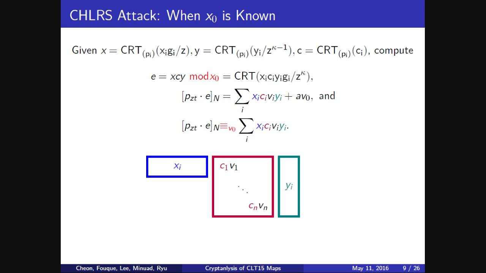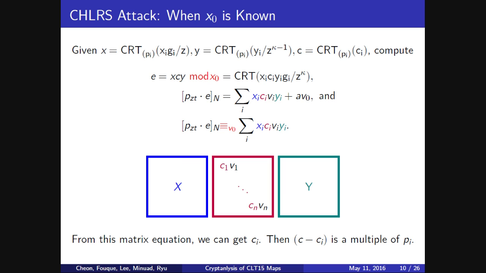Remark that the v_i are independent of the encodings. So by varying x and y, we can obtain the matrix equation as follows, and it includes a diagonal matrix which is related to the encoding c. Therefore, by an eigenvalue computation of the related matrix, we can obtain c_i. Then c minus c_i is a multiple of p_i. By repeating this procedure for another choice c', we can obtain p_i.